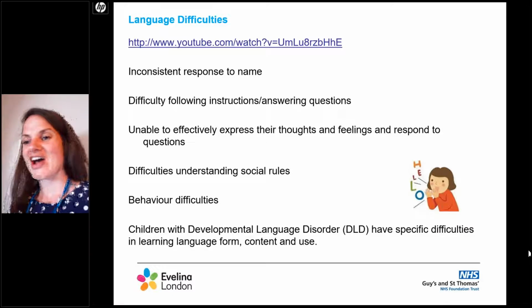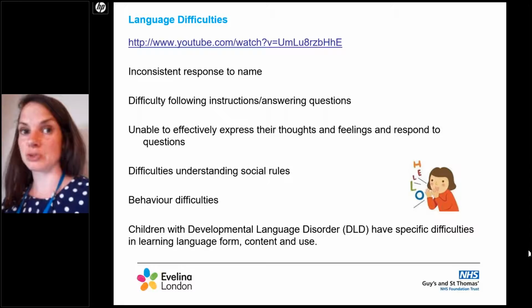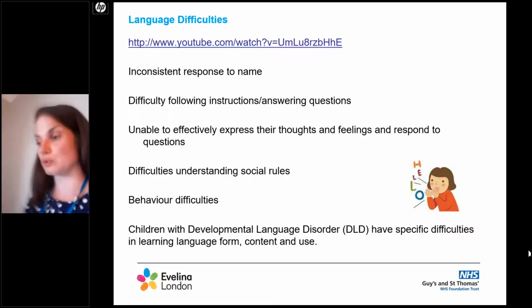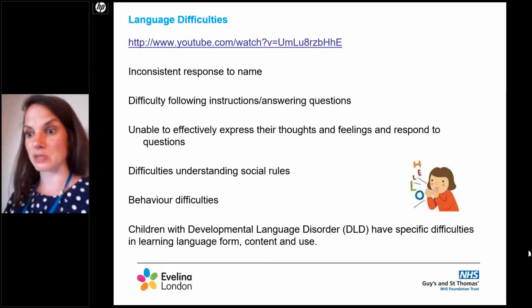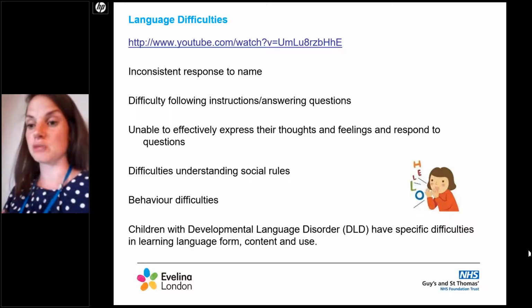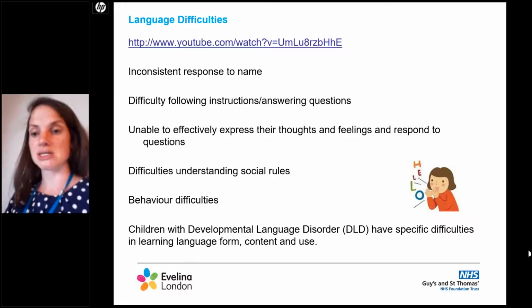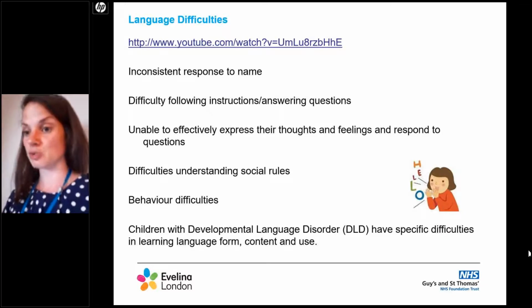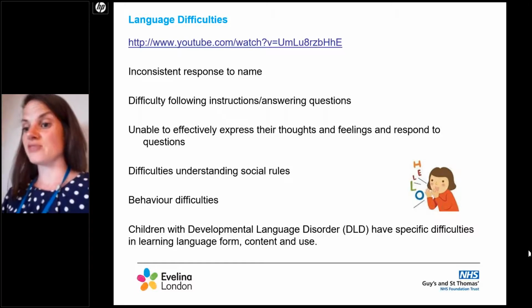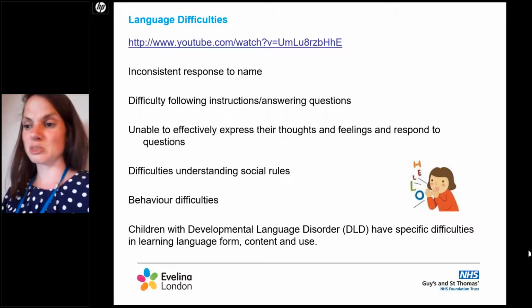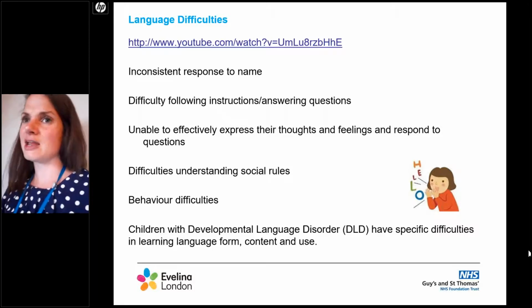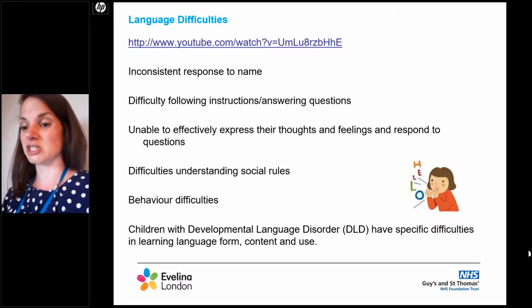Okay, so if a child has language difficulties, so we're not talking about speech sound difficulties at the moment, we're talking about language difficulties. These are some of the things that you might notice. You might notice that they are not always able to respond to their name. You might notice that they have difficulty following instructions and answering questions. They might not be able to express what they're thinking or their feelings, or they might not be able to properly respond fully to questions.